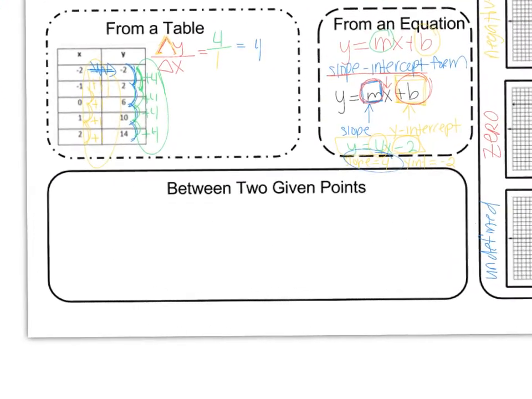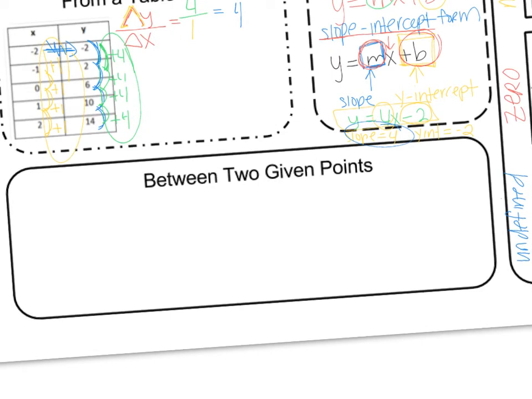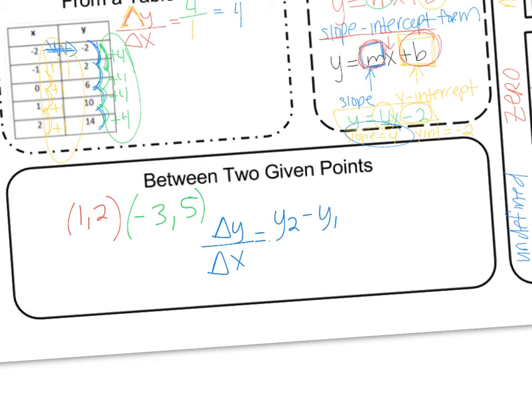Let's look really quick if we are given 2 points. So if I have the 2 points, 1, 2, and negative 3 and 5, let's find the slope between these 2 points. So I know that I want the change in y over the change in x. So this is y2 minus y1 over x2 minus x1. This just means the second y value minus the first y value over the second x value minus the first x value. So it's helpful to label these so we know what we're working with.